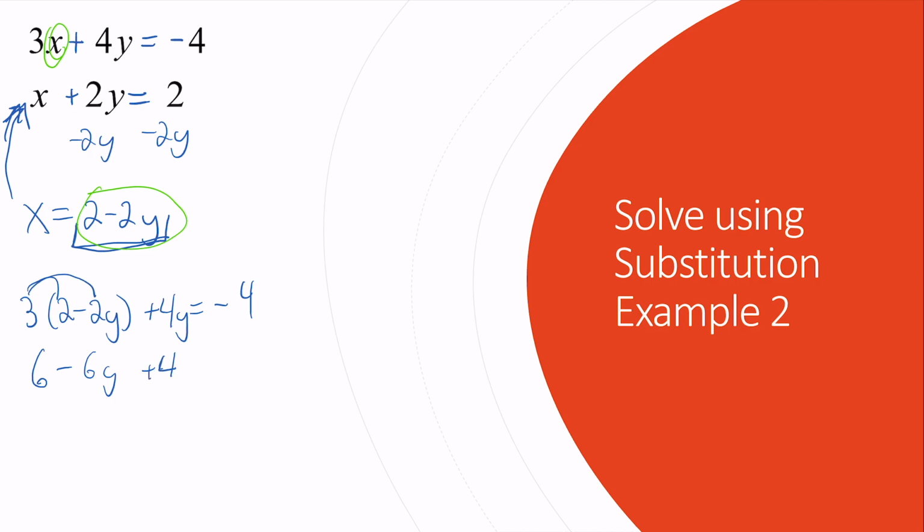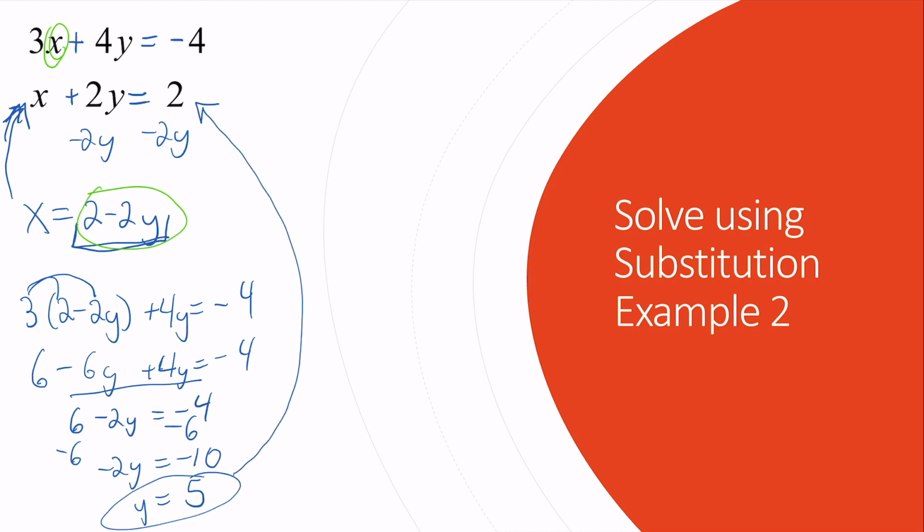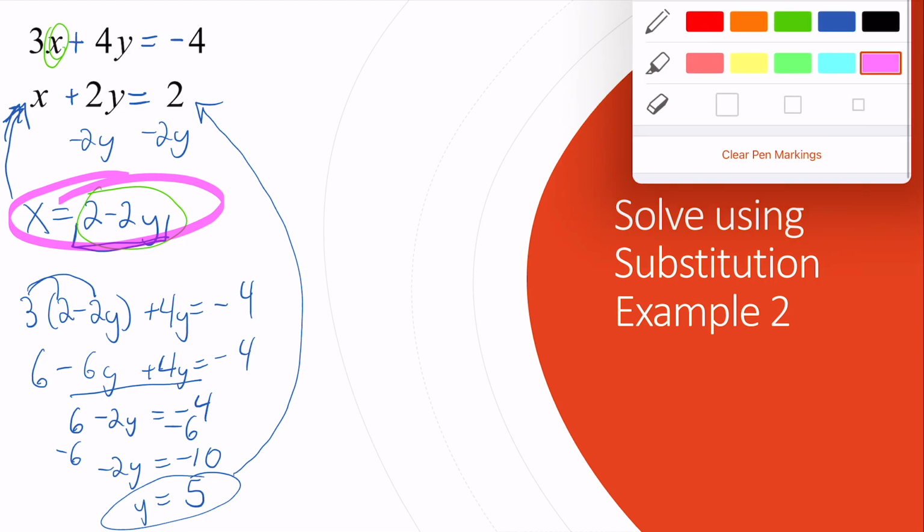plus 4y is negative 4. I combine like terms. 6 minus 2y is negative 4. I subtract 6 from both sides. Negative 2y is negative 10, so y is going to be 5. I then substitute that back in to one of my original equations. I don't want to substitute it into the one I solved. I don't want to do that because if I made a mathematical error, I won't be able to catch my mistake.